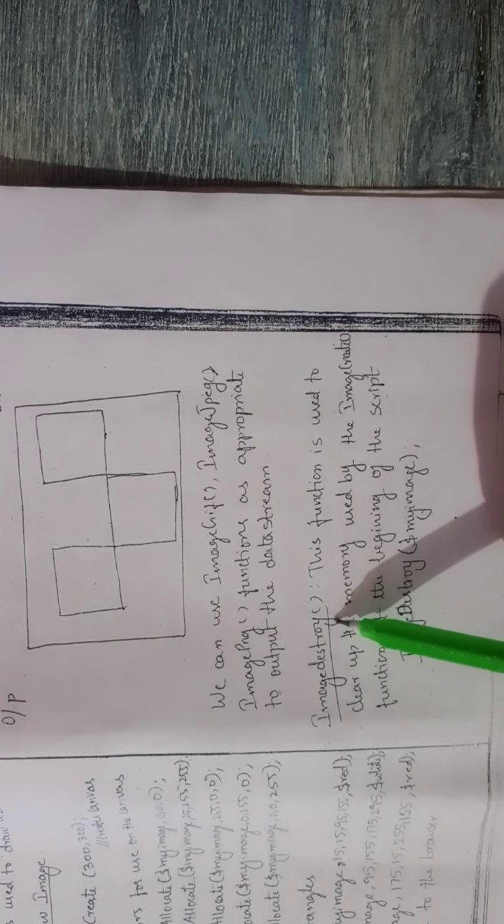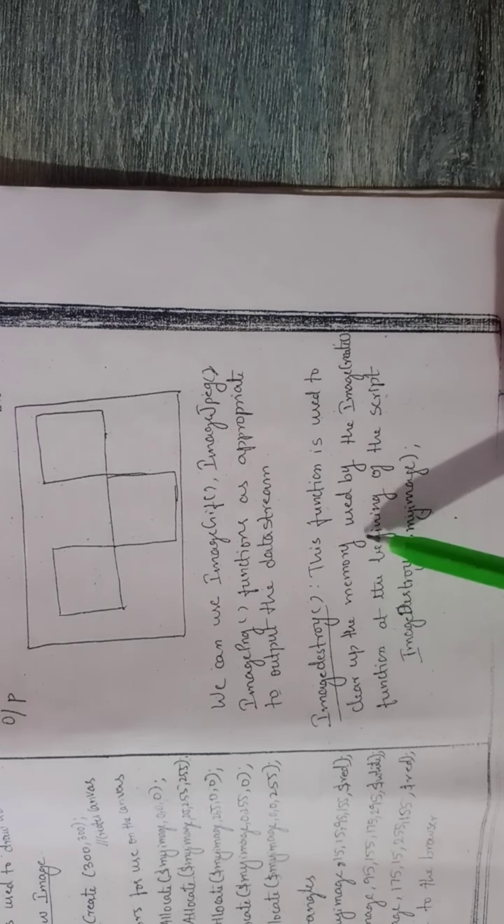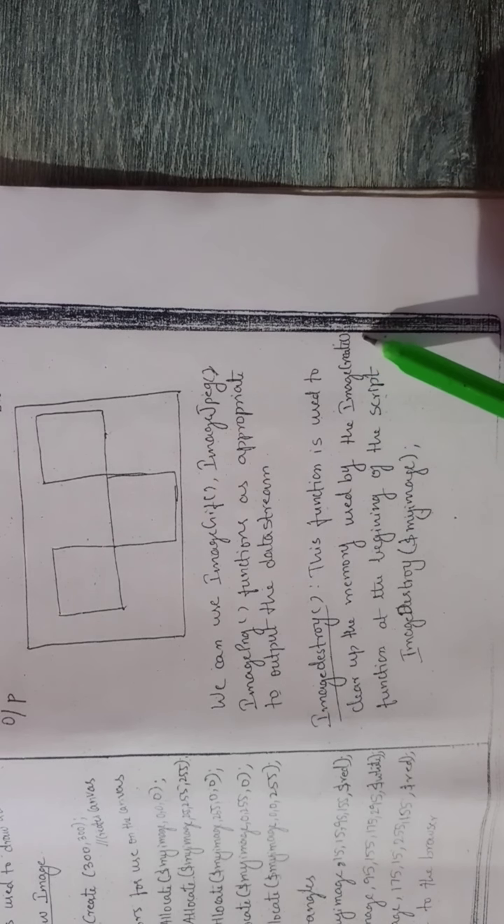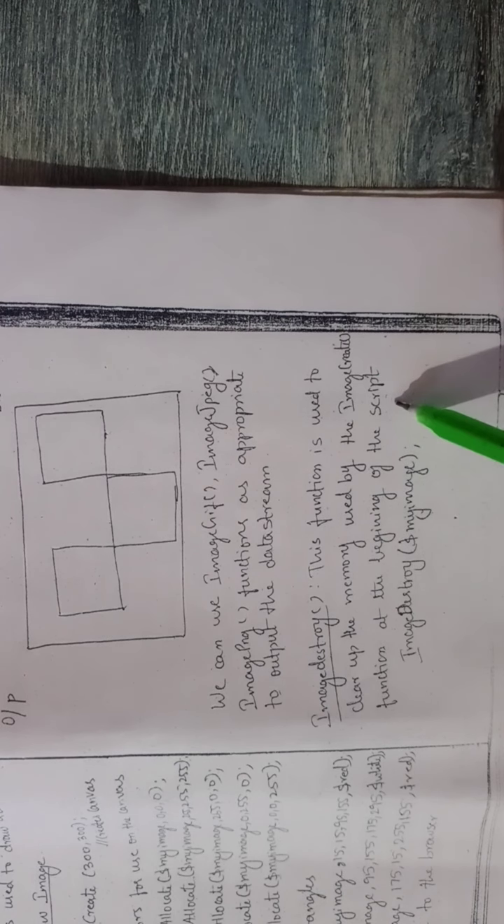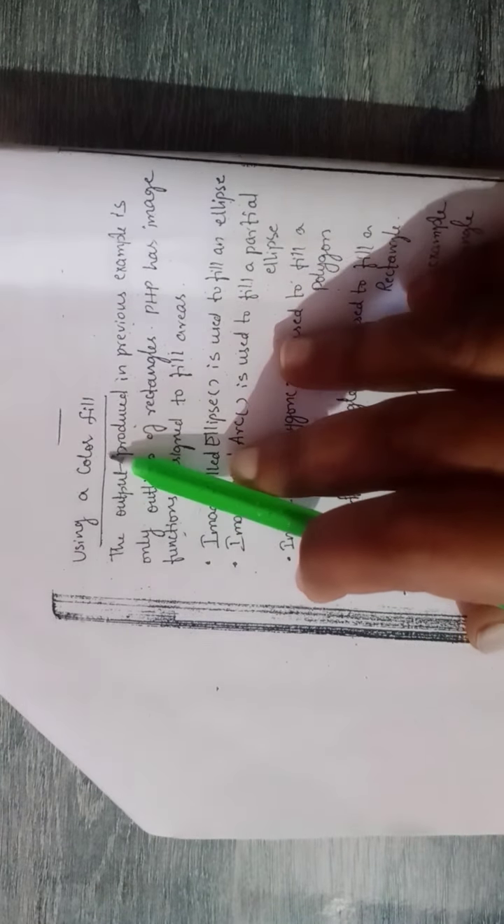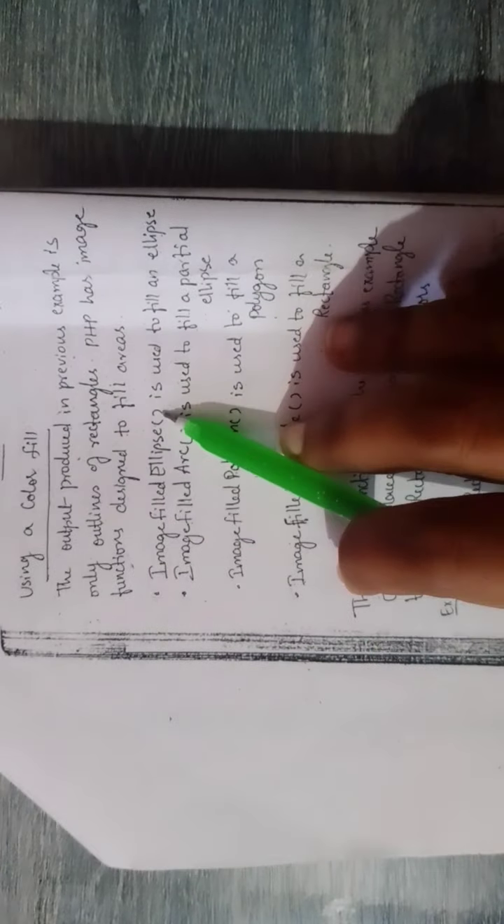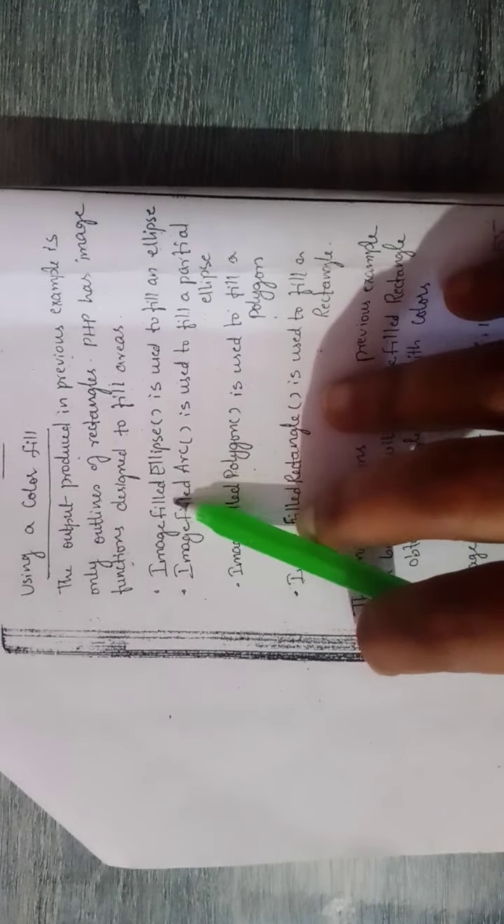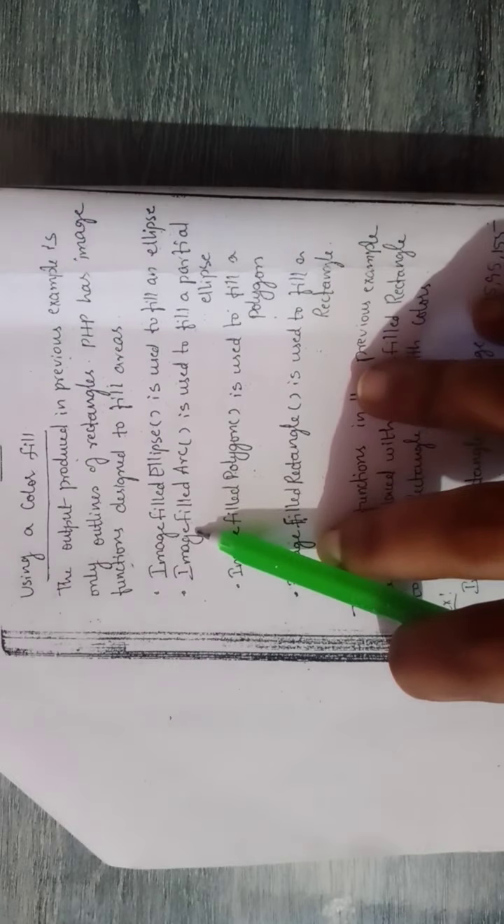Then in order to destroy an image, we have a function imagedestroy, which clears up the memory used by the imagecreate at the beginning of the script. And this is the example: imagedestroy and the name of the image. And you can fill a color inside the image by using imagefilledellipse. If it is an ellipse, you have to write imagefilledellipse. Likewise, imagefilledarc, imagefilledpolygon, imagefilledrectangle.